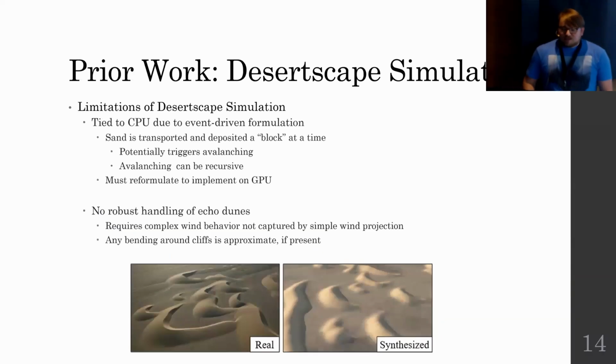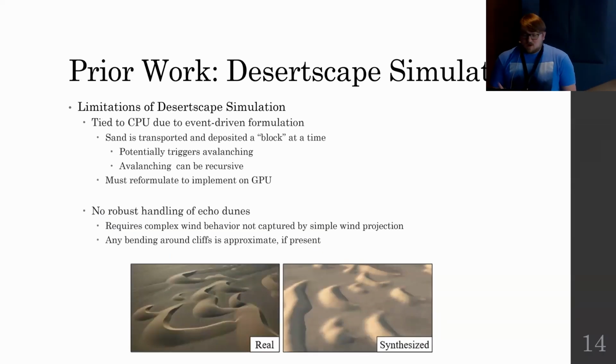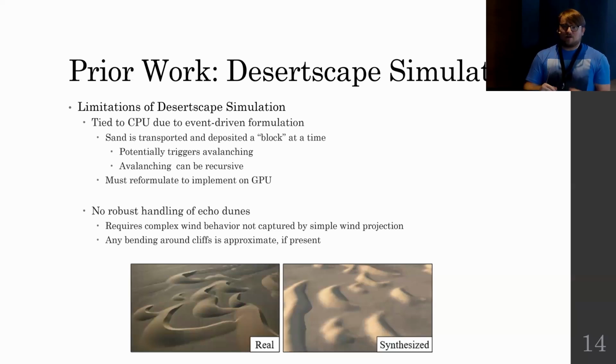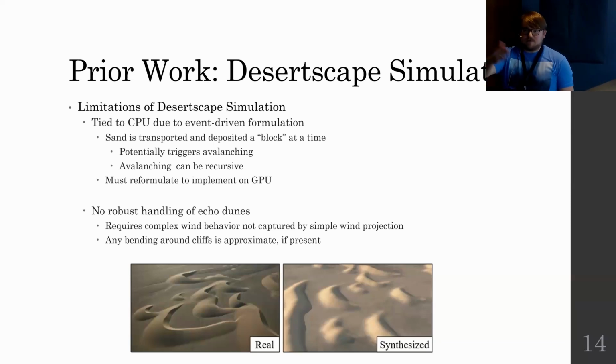So major limitations of this previous work were as follows. One, it was tied to the CPU. So they had this event-driven, kind of stochastic view on it. What they would do is move a single block of sand, project it forward, and resolve everything. They would do reptation events that would trigger, and they would queue those up in an event, and then they would resolve those. They would queue up any avalanching events, and they would resolve those as well. And that is even a recursive process. You can imagine that propagating over an amount of distance. And so that would need to be reformulated for the GPU.